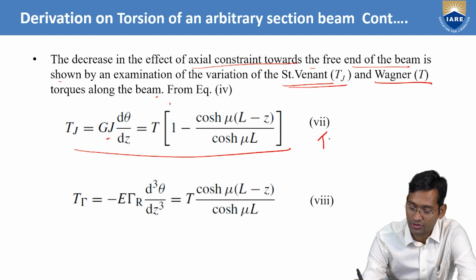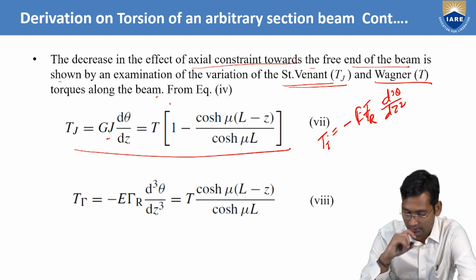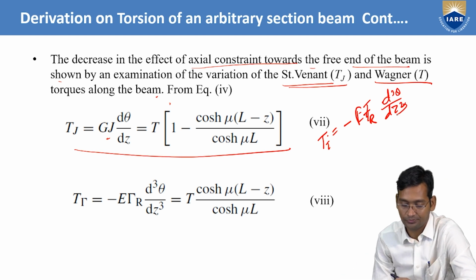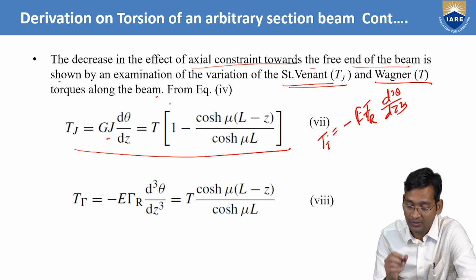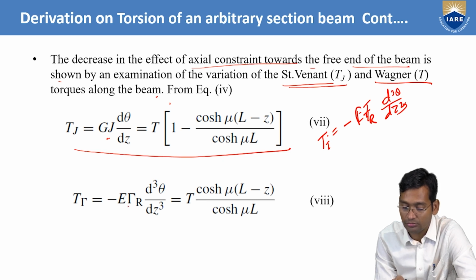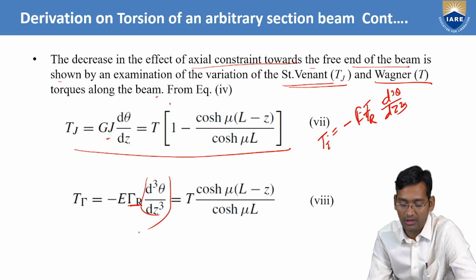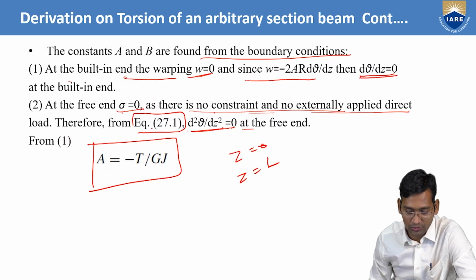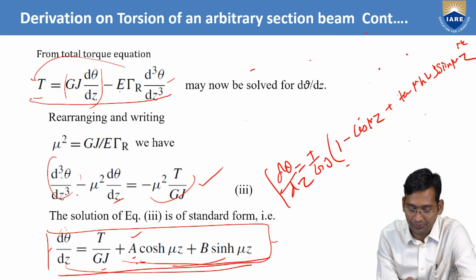That tau equals tau of tau is equal to minus E tau r into d³θ by dz³. Now what is required here? We need to put the value of tau z and d³θ by dz³. So just see here, d³θ by dz we also found here. d³θ by dz is this one.